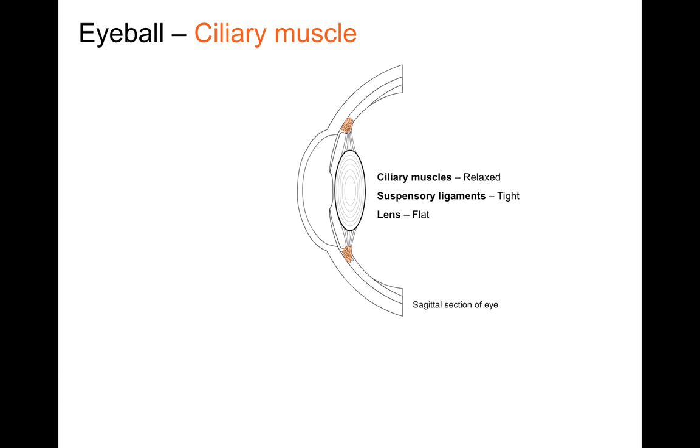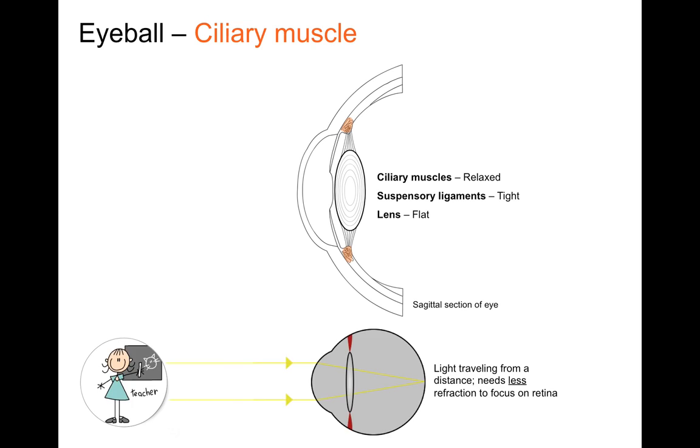So here we have a sagittal section. In orange are the ciliary muscles that are relaxed. The suspensory ligaments are taut. The lens is flat. So what happens is these lights are coming from a far distance, like you're sitting in your chair looking at a teacher at the front of the room, the light travels in parallel. There's some refraction on the cornea, and then some other refraction that comes from the lens that goes on to the retina. But it needs less refraction because the light is already coming in parallel from a far distance.